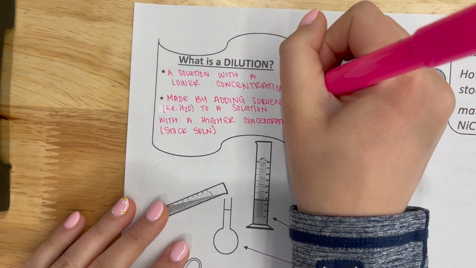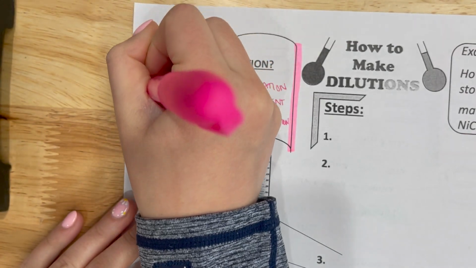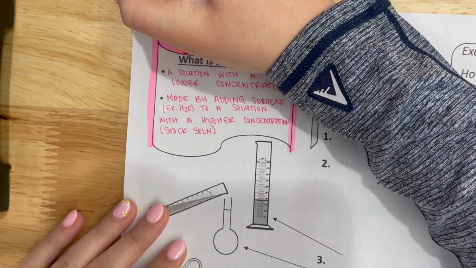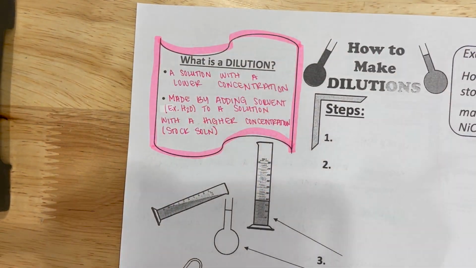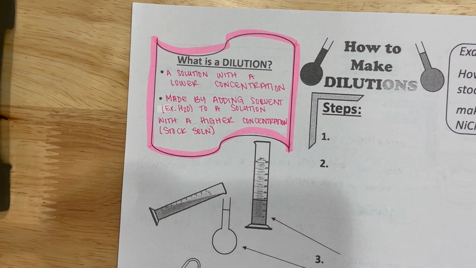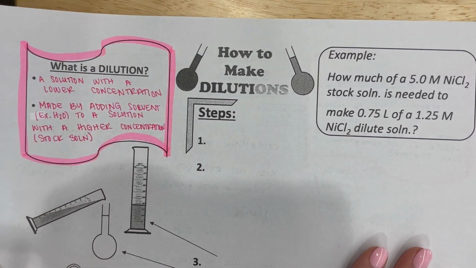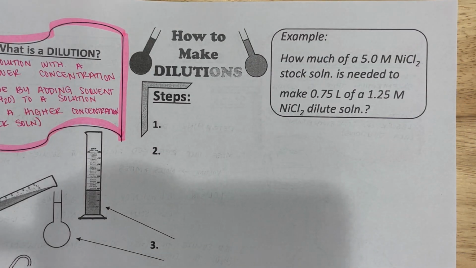Now, here's the thing. You cannot make a more concentrated dilution, right? Diluting means less concentration. You'd have to make a new stock solution if you wanted to go to a higher concentration, because you can't add water to make something more dilute. So we're going to do another example problem as we work through this, and our example is this. How much of a 5 molar nickel(II) chloride stock solution is needed to make 0.75 liters of a 1.25 molar nickel(II) chloride dilute solution?